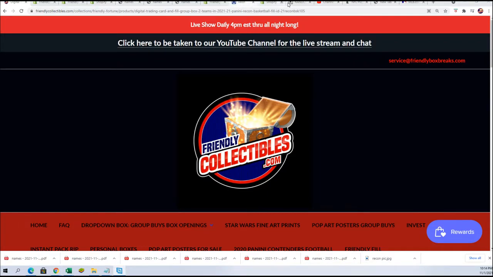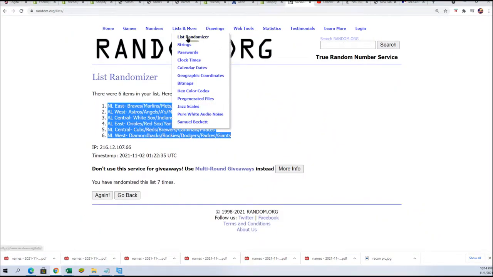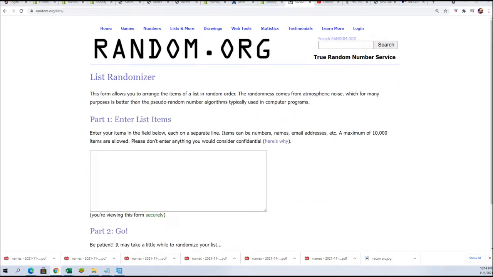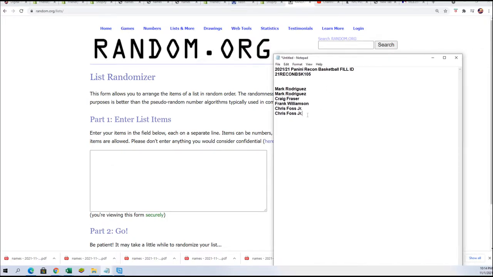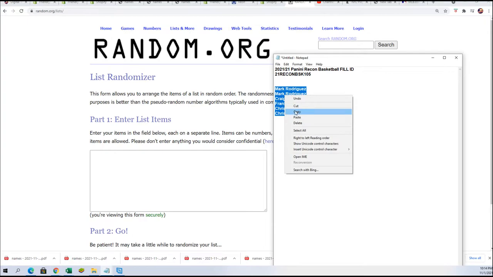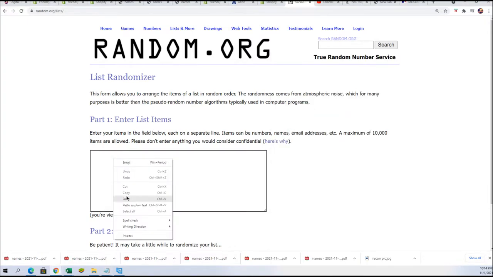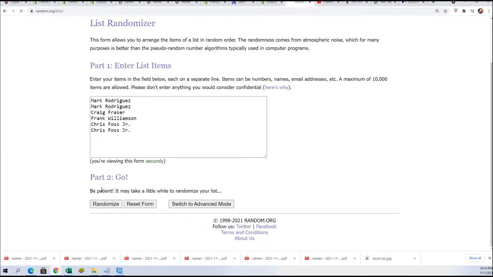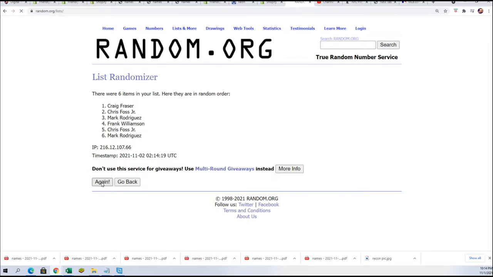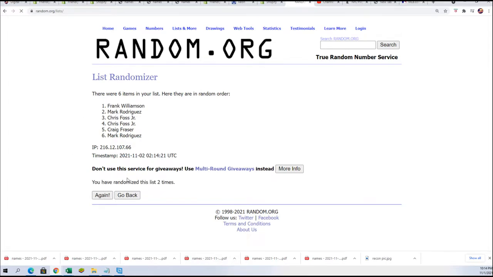So let's get to it. Here we go. Six owner names. Good luck. Seven times through. See who's in the top two here for Recon basketball.